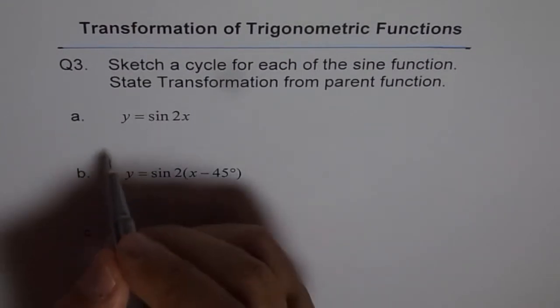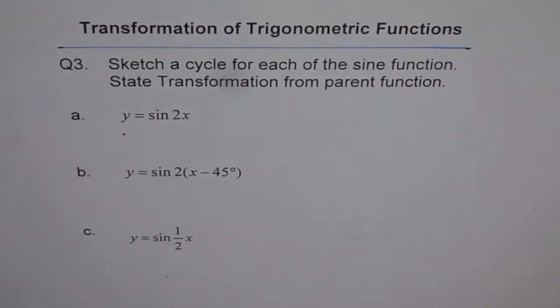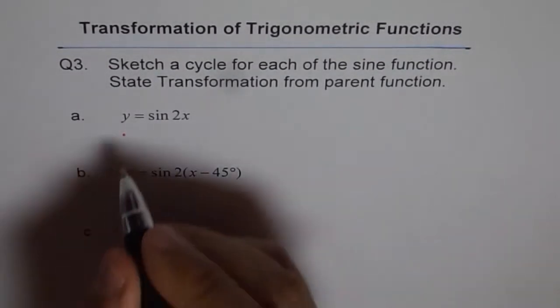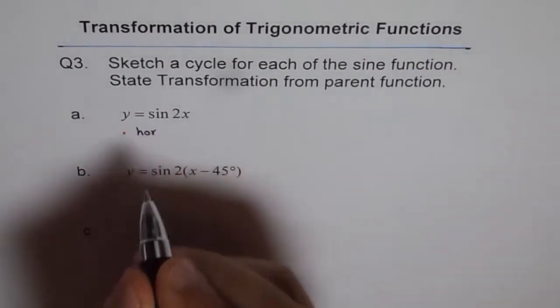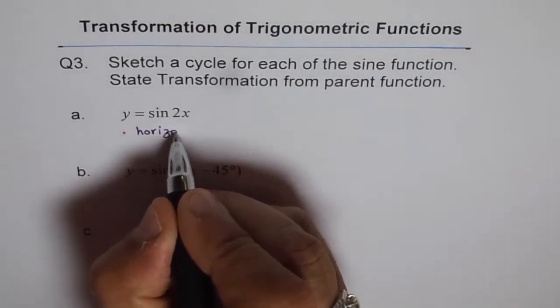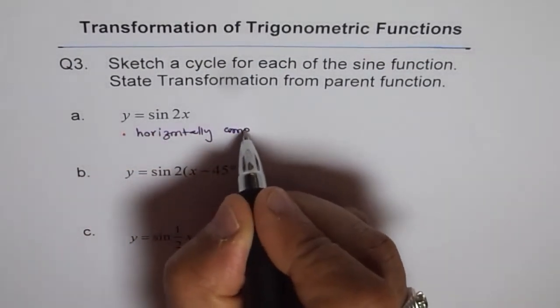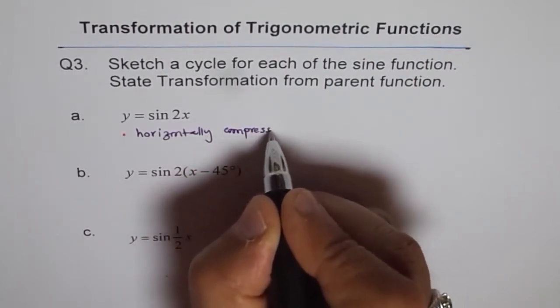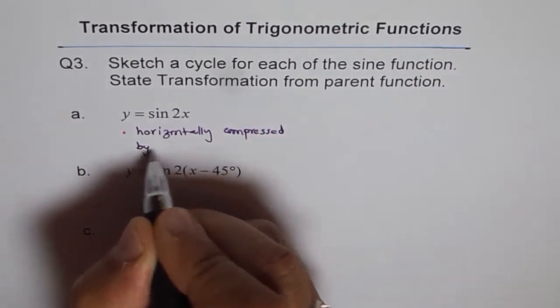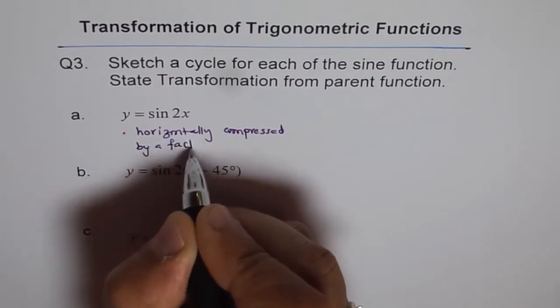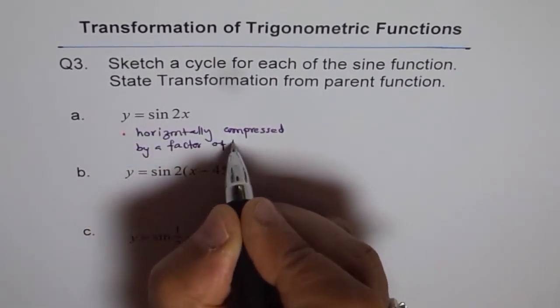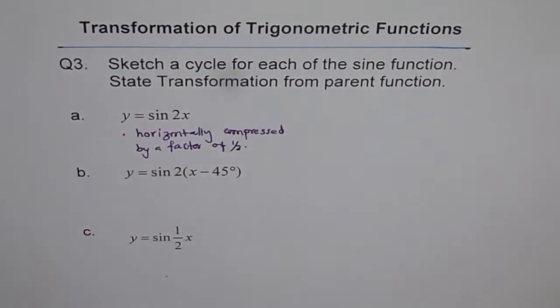So here, let's first write down the transformation. The transformation here is what? Sine 2x. So it is horizontally compressed by a factor of 1/2, correct? So that is the transformation here.